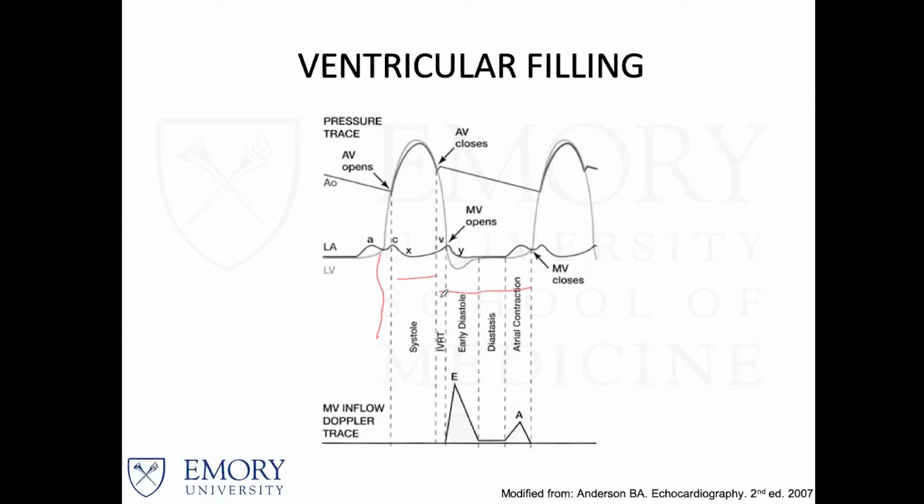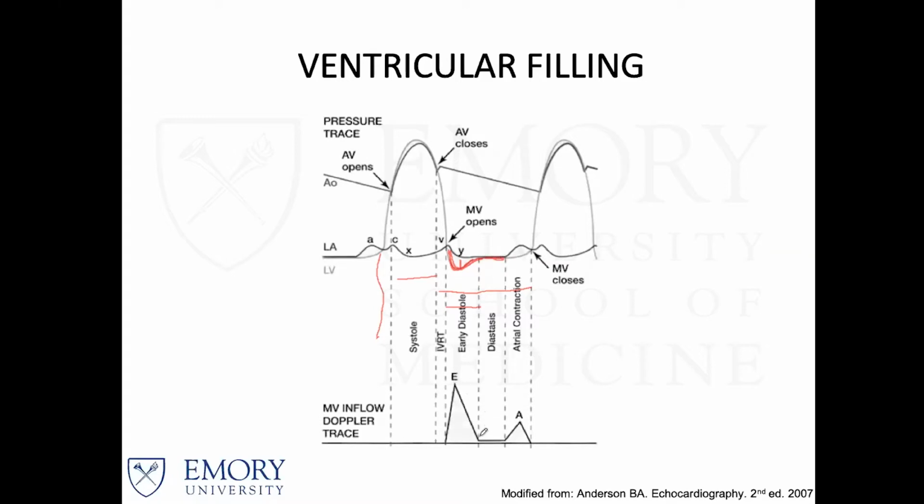There's isovolemic relaxation that starts when the aortic valve closes. There's early diastole, and notice that the left ventricle creates suction here normally, and this suction creates a filling gradient between the left ventricle and the left atrium, where blood is sucked from the left atrium to the lower pressure left ventricle. And this gradient gives us the E wave on the mitral inflow Doppler. And then we have a period of diastasis where we don't expect to have any flow.